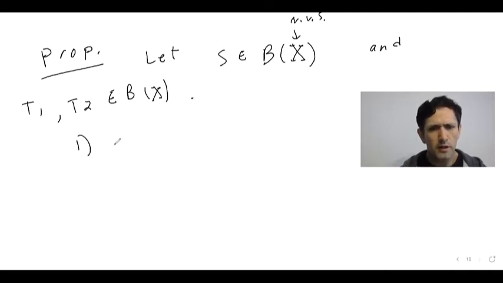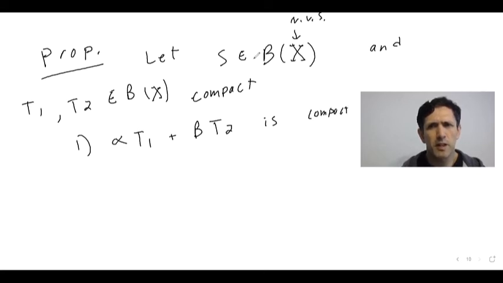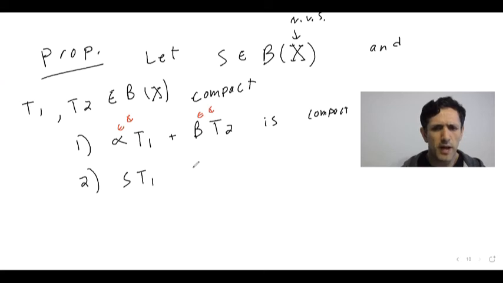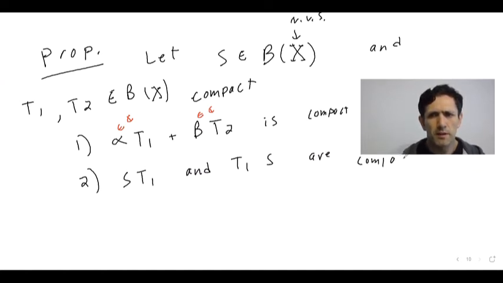Anyway, so 1, linear combinations. Let's say both of these are compact. Linear combinations of compact operators are compact. I'm assuming we have a vector space over the complex numbers, also works over the reals. But yeah, the ideal property is that it's a two-sided ideal. So S T1 and T1 S are compact.